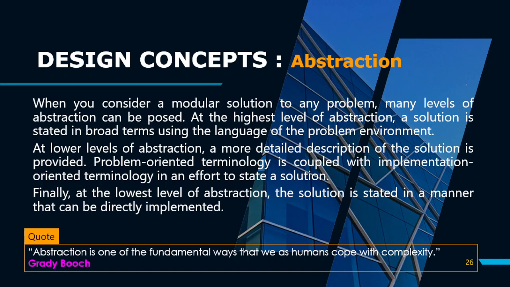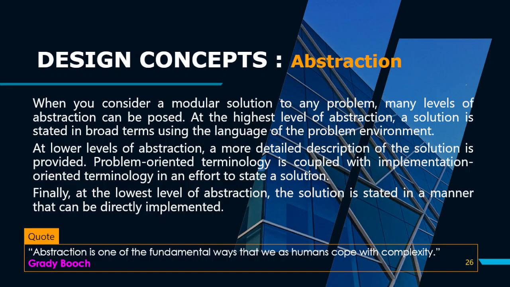The first concept in design is abstraction. When we consider modules, there might be many levels of abstraction. At the highest level of abstraction, the solution is stated in broad terms using the common language of the problem environment. At lower levels of abstraction you will find a more detailed description, and deeper still you will find each and every detail of the problem. So these are three levels of abstraction.